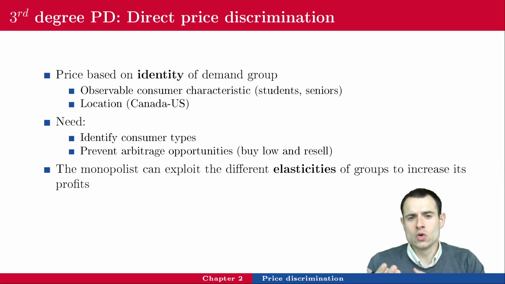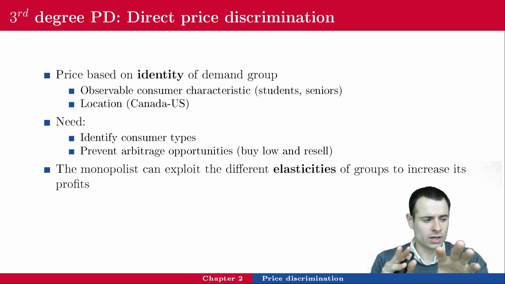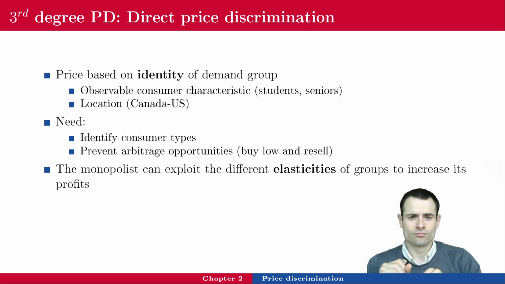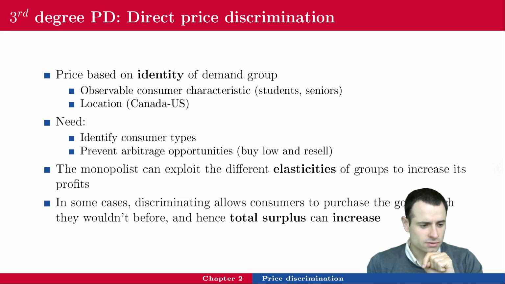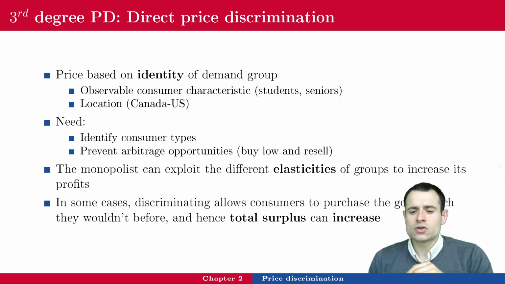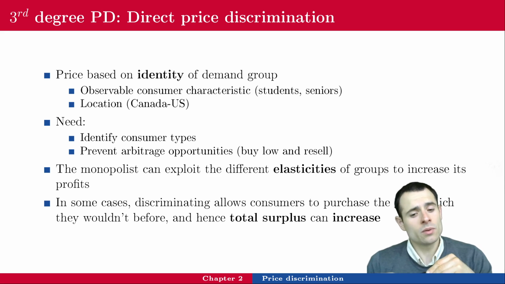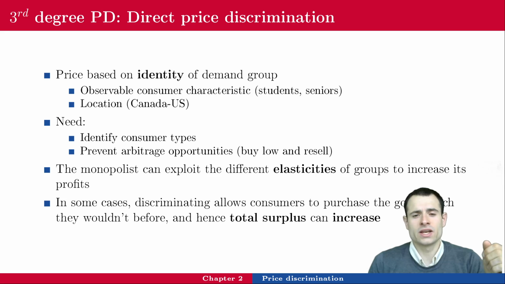The firm doesn't want to lose too many customers by imposing a high price, but at the same time, a low price will not maximize profits. If it can implement third-degree price discrimination, then it can act like a monopolist on each demand group separately. In some cases, discriminating allows consumers to purchase the good which they wouldn't before, and hence total surplus can increase.